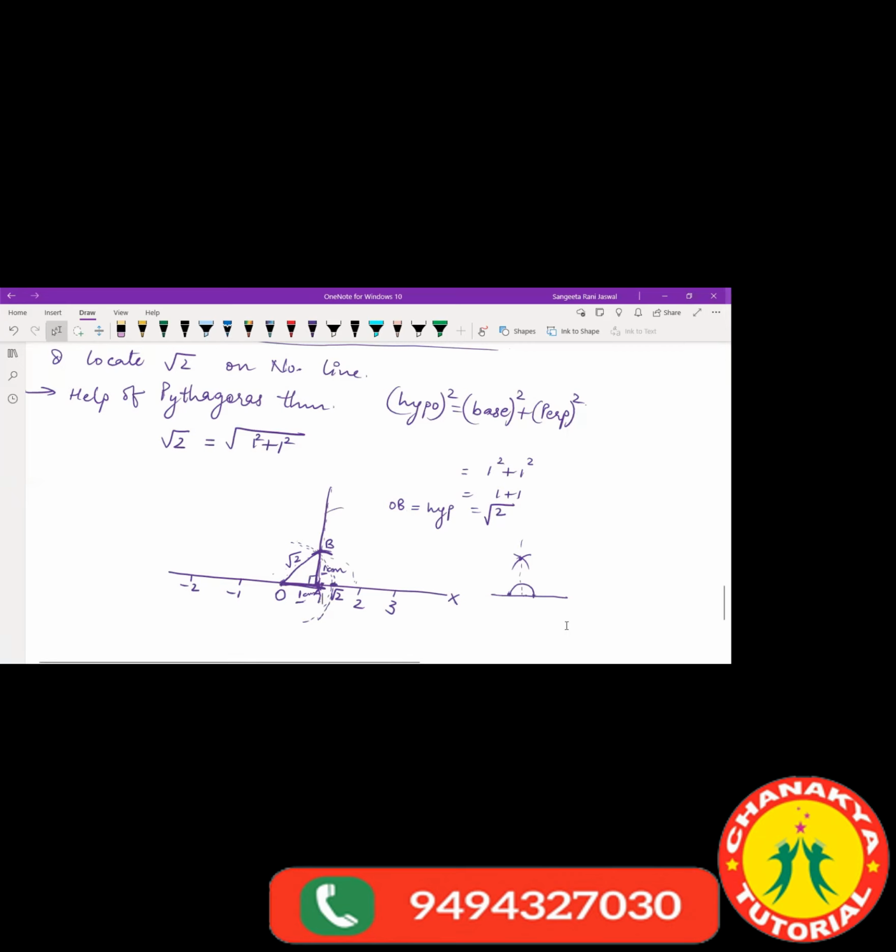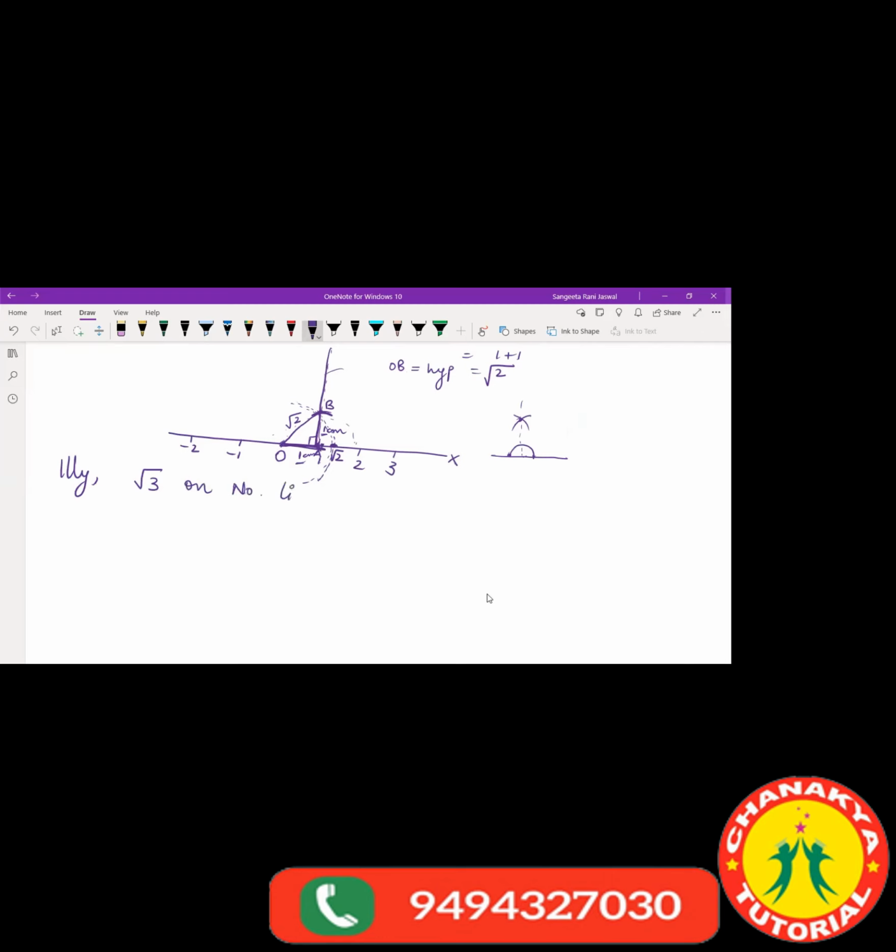Now, similarly, on the same grounds, we will do √3. We will find the location of √3 on the number line. Now look here, for √3, what we need to do. For √3, we will take the help of √2.